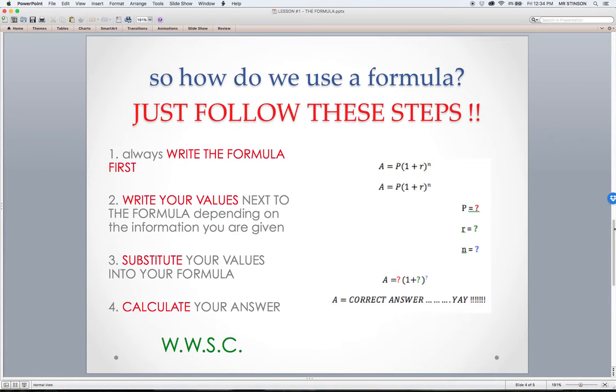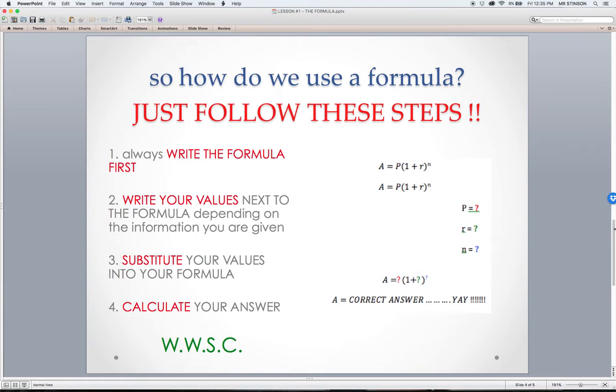So let's look at how we actually use a formula, because this is the part that will allow you to get more confidence when you're doing exams. Please just follow these steps. Number 1, write the formula first. You can see on the right hand side, I'm still using the compound interest formula, and I've written A equals P outside of 1 plus R to the power of N. That is our formula. Therefore, write it first on your piece of paper.